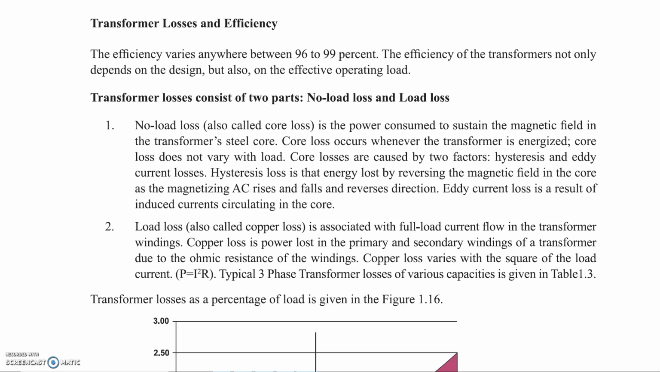There is another loss that is called the eddy current loss. That happens because of the circulation of induced currents in the core. Now the core is a magnetic material, so there will be some induced current generated in the core due to the current that is flowing through the coils in the primary and the secondary side. That is called the eddy current loss. Now what is the other loss? That is the load loss, which is also called copper loss. That is the loss that happens in the windings or the coils when the current flows, and that is given by P equal to I square R.